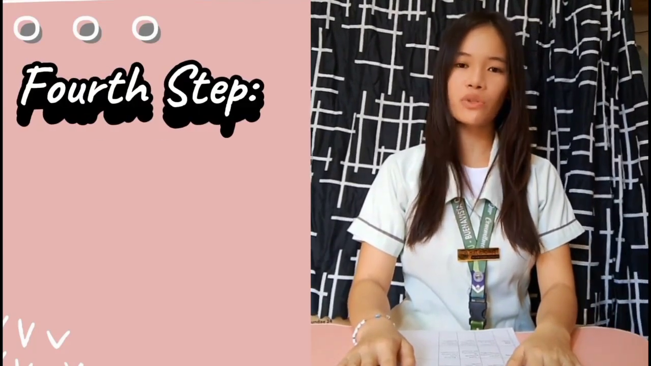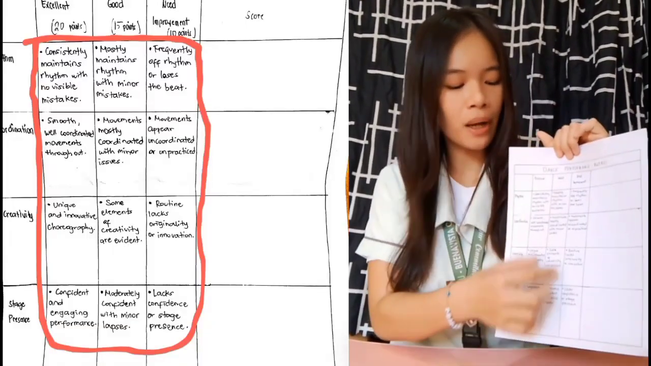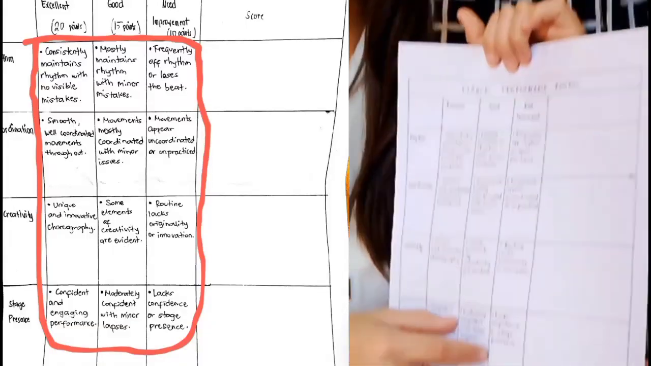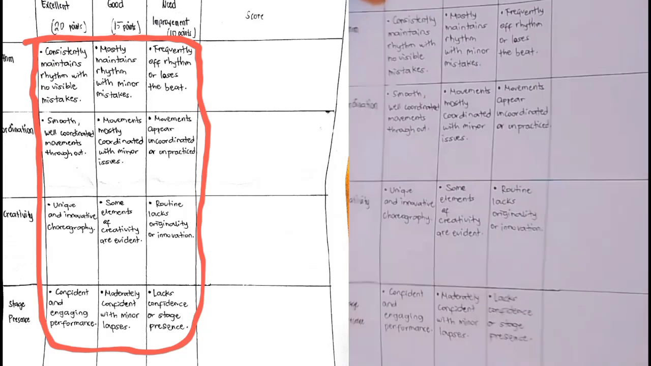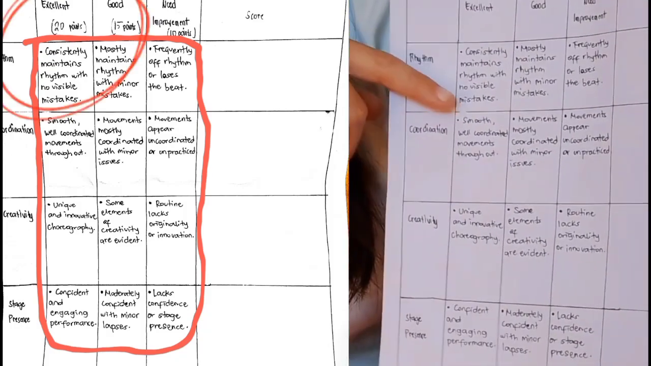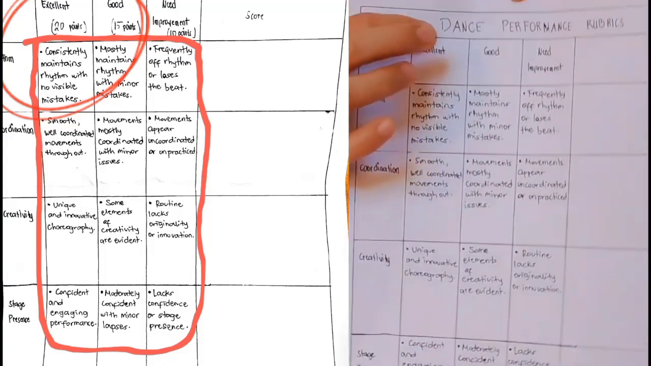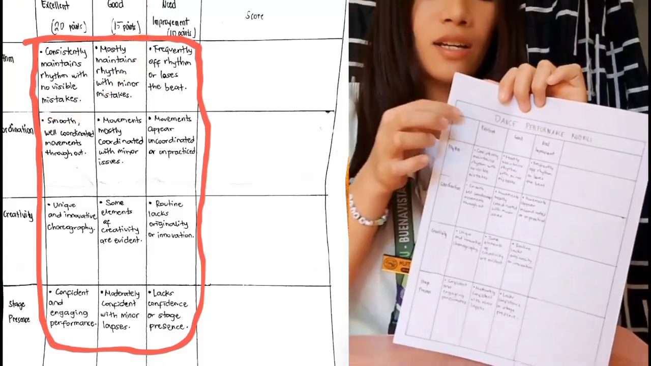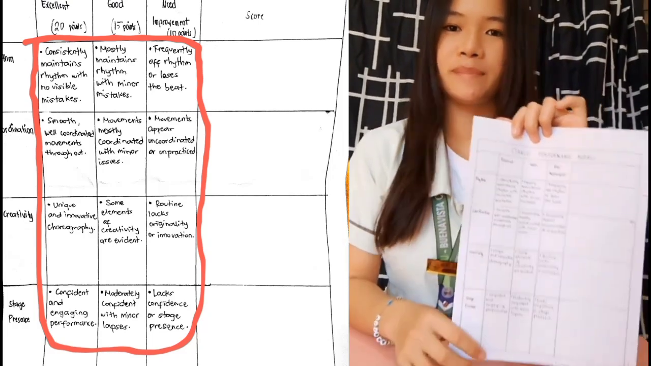So, in the fourth step, you will write or give the descriptions for each performance level. I will show you that based on the table I created. These are the performance standards or the descriptions in each performance level that I have written. So, for example, in the excellent part, I gave: consistency, maintains rhythm with no visible mistakes. That is what I indicated in the excellent level, under the criterion of rhythm.